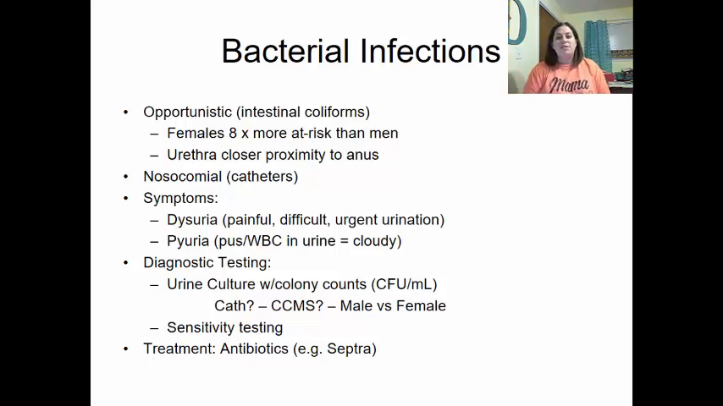We then can also do sensitivity testing, and this looks at what we call susceptibility testing. Treatment is normally with antibiotics. One of the examples is the Septra, and remember that the Septra is where we actually see a combination of the 2 different antibiotics used together. One reason we need to do diagnostic testing is this is going to help us be able to identify which antibiotics will be best to treat the infection that's present.